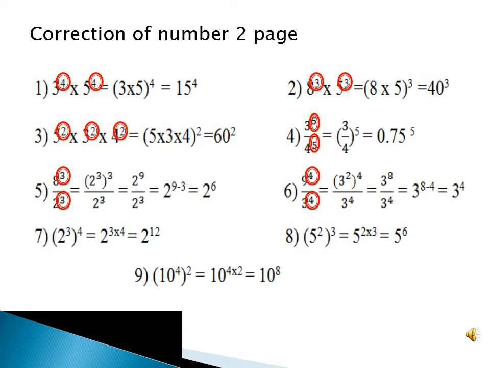The third one, the same case also. So you must study that when we have different bases and same power, we can gather or group or put the different bases in the same parentheses and put for the answer the power. Here we gather 5, 3 and 4 in the same parentheses and we put 2, which become equal to 60 power 2.